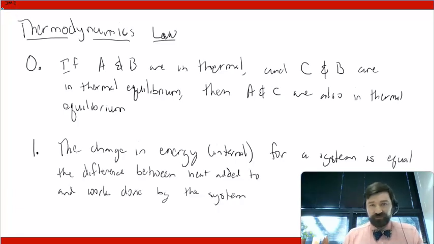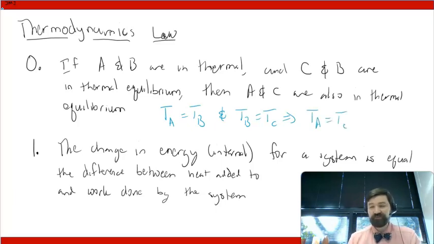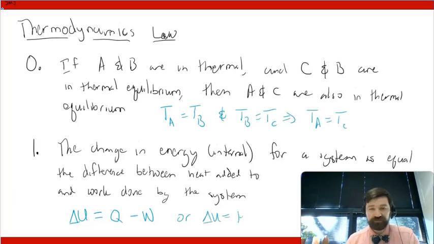In equation form, for what it's worth, the zeroth law might be written as T_A equals T_B, and T_B equals T_C implies that T_A equals T_C. This may not seem very profound, but on the other hand, it actually gives us a way of defining temperature ultimately. The first law usually is written as delta U, that's the internal energy, is equal to Q or H minus work done. So sometimes it's written like this, sometimes it's written like this.